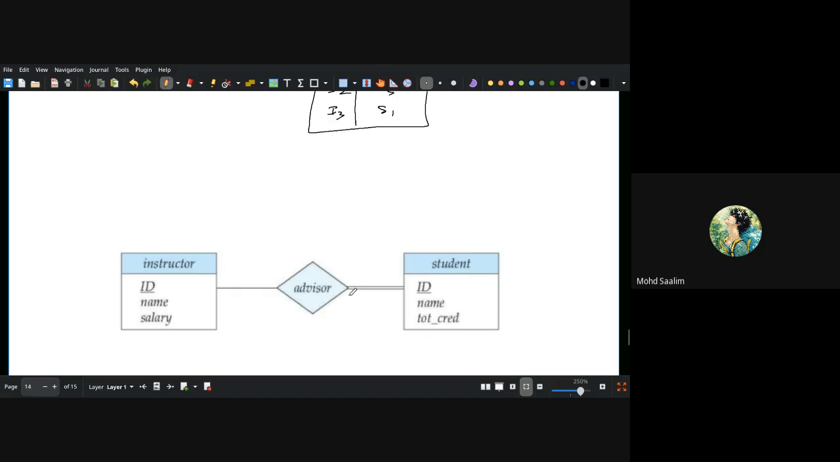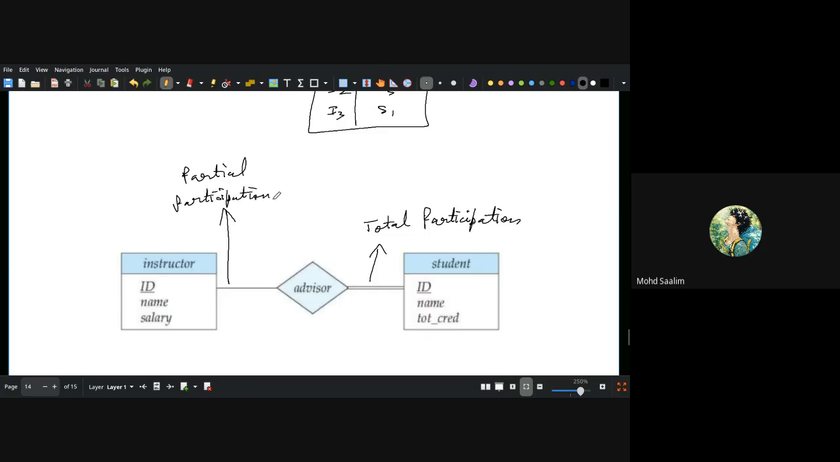But there is a difference, right? On the left hand side, there is a single line. On the right hand side, there are two lines. So you see, whenever there are two lines, this is the meaning of total participation. And whenever there is a single line, this is the meaning of partial participation. Got it?